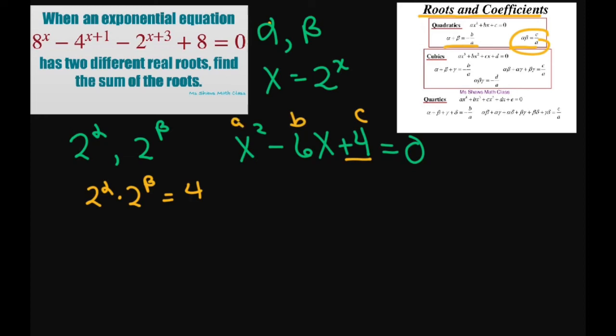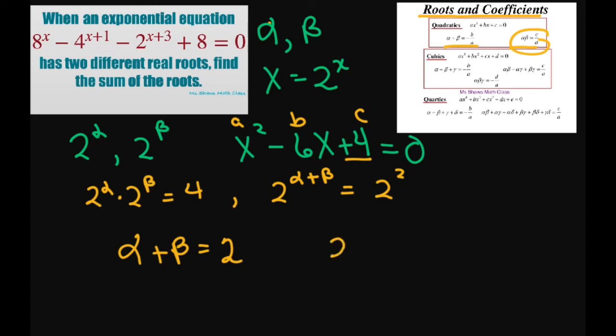And then the sum of the roots, 2 to the alpha plus 2 to the beta, is going to equal 6. Since the product 2 to the alpha times 2 to the beta is 2 to the alpha plus beta, which equals 4, that means alpha plus beta equals 2. Therefore, the sum of the roots of the given equation is 2. So our answer is 2.